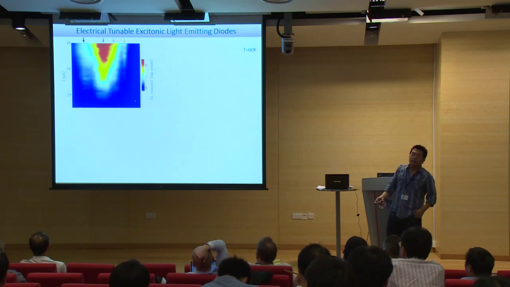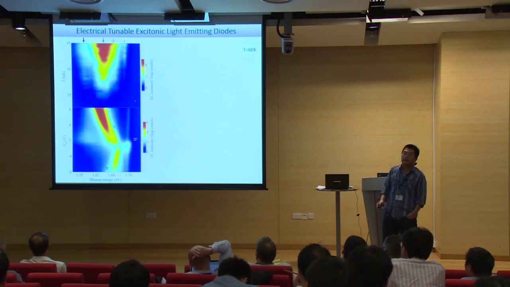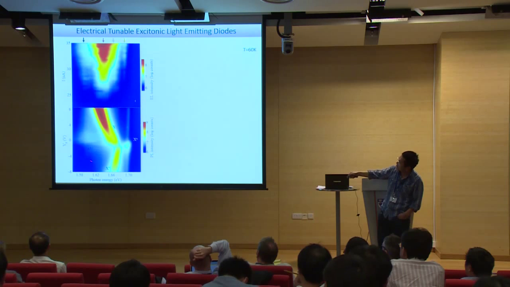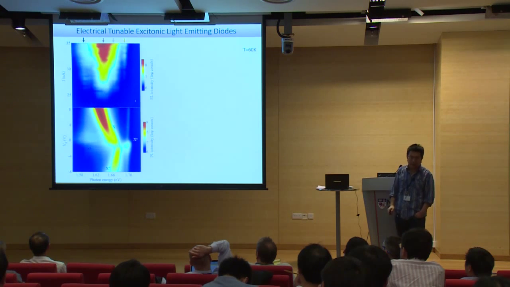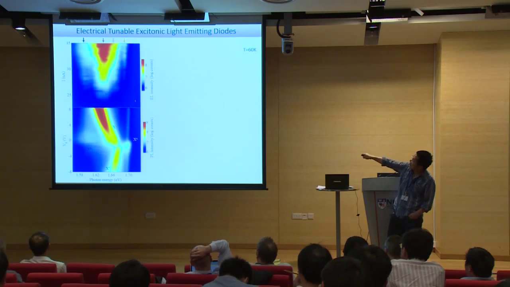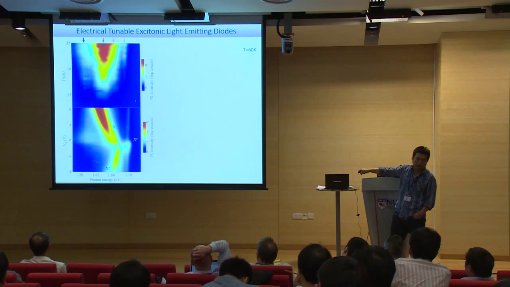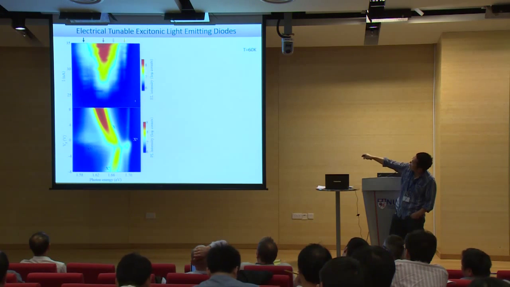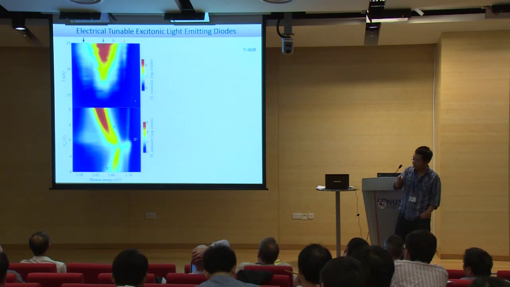I compare this electroluminescence map with this photoluminescence map, as I show you here. Just by comparing the photoluminescence to the electroluminescence, we can clearly see what's going on. This sharp line in the electroluminescence is actually coming from the neutral exciton. This little shoulder here is coming from X plus. The broad feature in the middle is coming from the negatively charged trions, and the shoulder on the lower side is coming from these impurity-bound excitons.